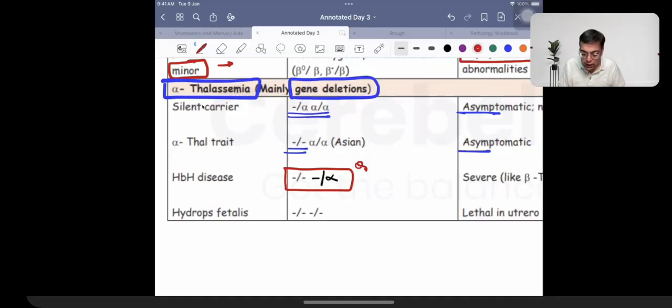Right? So three alpha chains, three genes are deleted. So alpha chains are very less, 25% only. So what is going to be happening? The beta is going to be having a formation of tetramer.